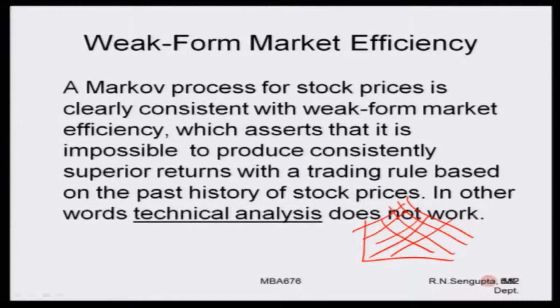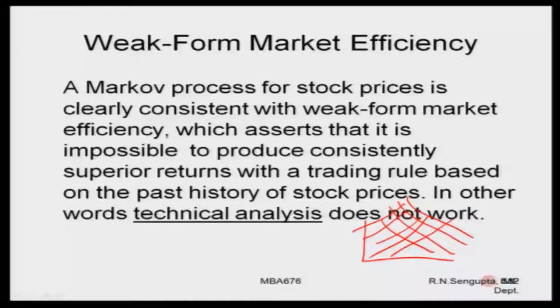Now, the information would be very instantaneous, considering it's a perfect information market, because if somebody has extra information, he would immediately make a profit, and that information of the profit would immediately emanate and go to all the players in the market, and everybody would start playing in that way such that demand and supply would again come back to equilibrium. So, it is consistent with the weak form of market efficiency, which asserts that it is impossible to produce consistently superior returns with trading rules based on past history. In other words, we have not discussed technical analysis, but technical analysis would not hold true.